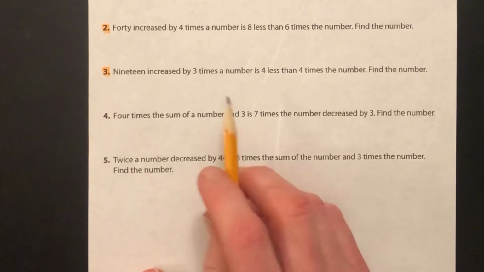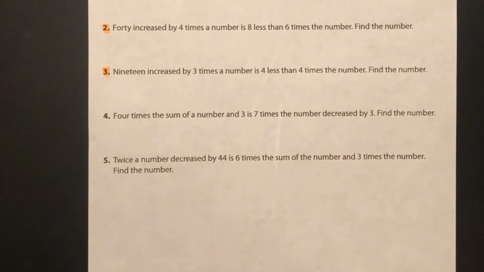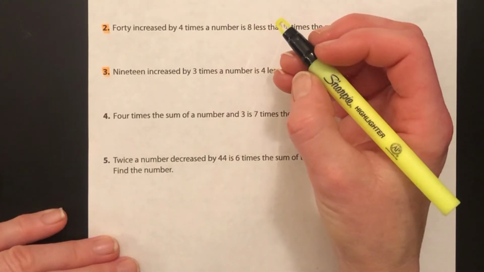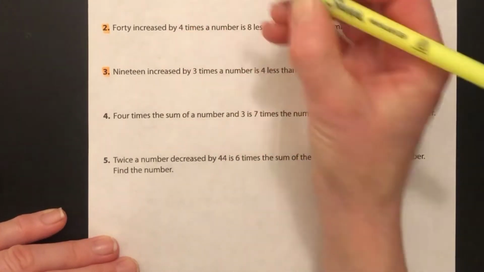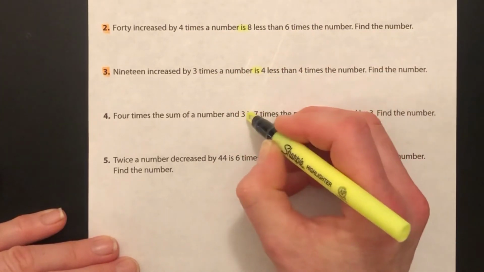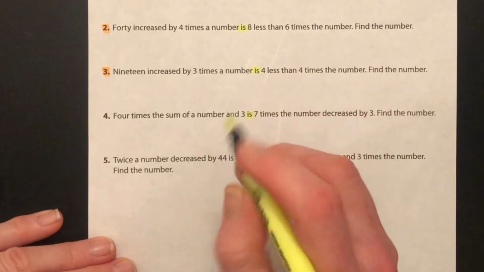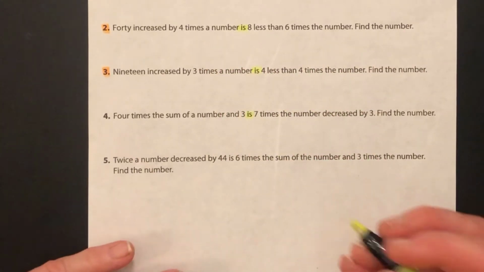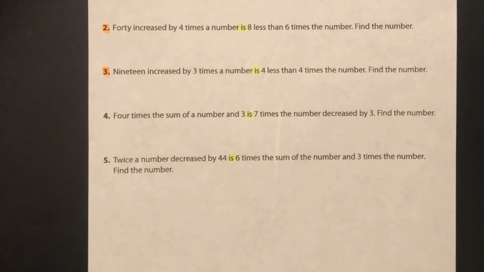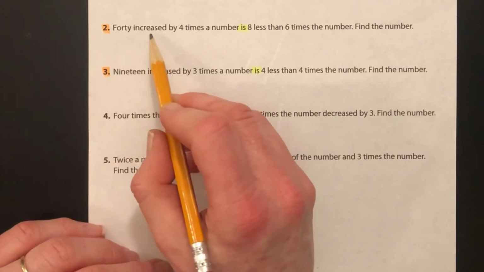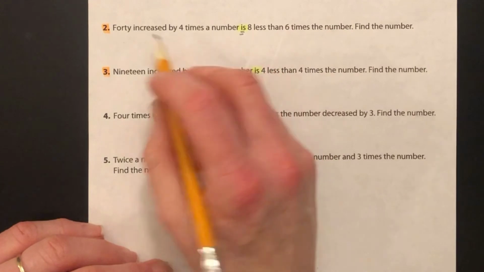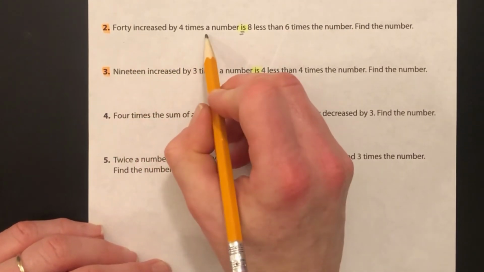One thing I want to really enforce with you is to find the "is" in all of the words and separate it. Separate these word problems to either side of the "is", because that's your equals. So for example, 40 increased by 4 times the number is, so I'm going to stop here. 40 increased by 4 times the number.